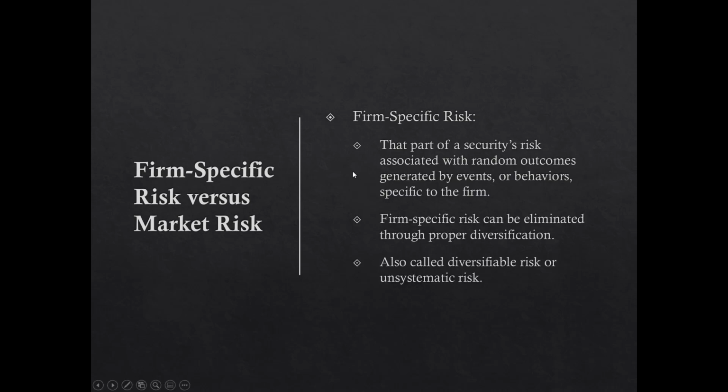Firm-specific risk is the part of a security's risk associated with random outcomes generated by events or behaviors specific to the firm or the company. Firm-specific risk can be eliminated through proper diversification. You get enough companies in there, and one company having a problem is not going to have a significant impact on your portfolio. That's also called diversifiable risk, unsystematic risk, or unsystemic risk.